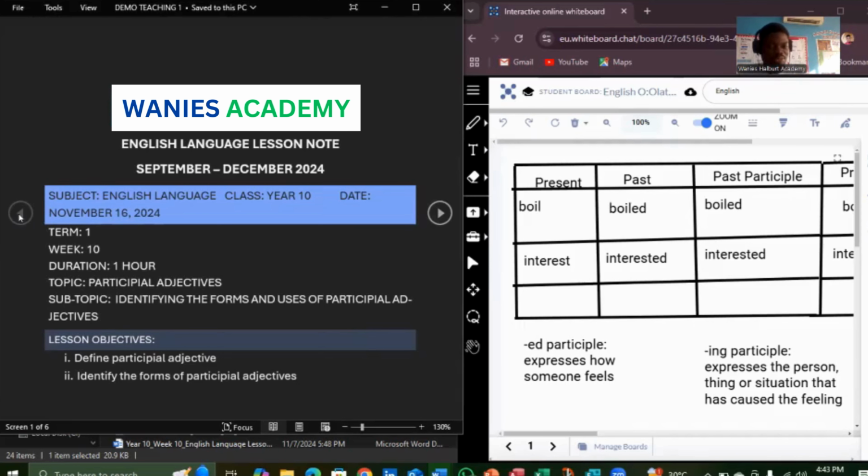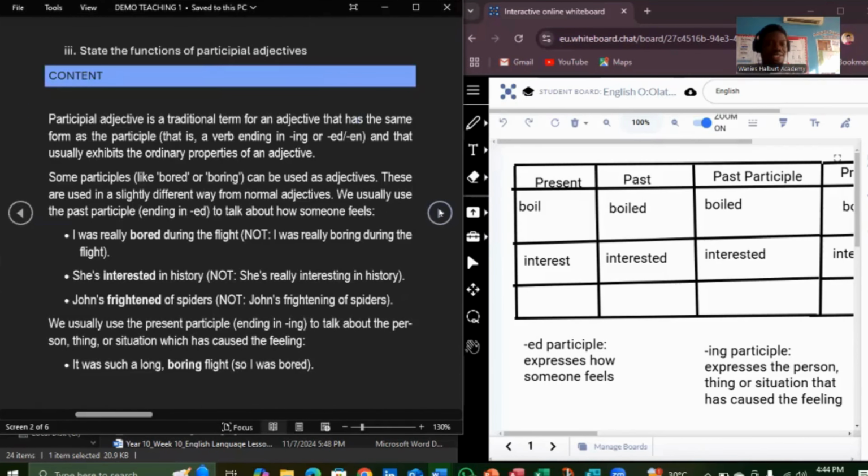Today, we'll be looking at participial adjectives. Specifically, we'll be looking at the identification of the forms and the uses of participial adjectives. So by the end of this lesson, learners should be able to define participial adjective, identify the forms of participial adjective, and state the functions of participial adjectives.